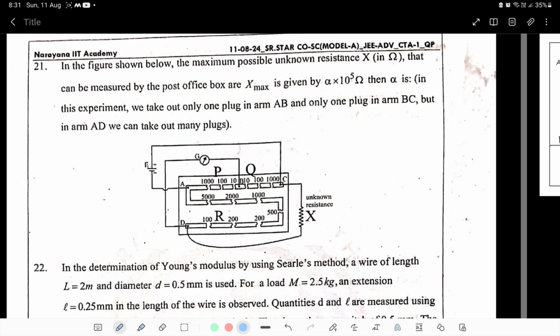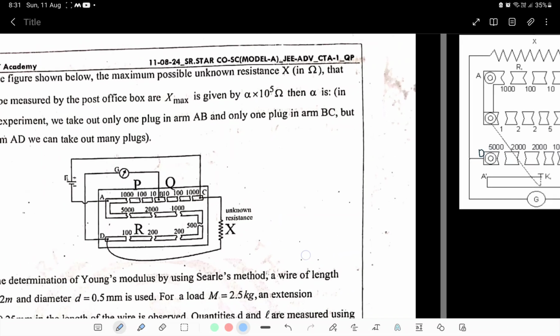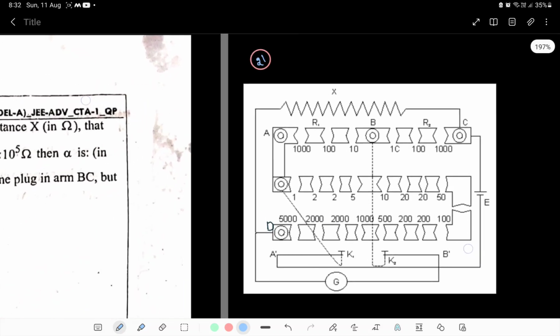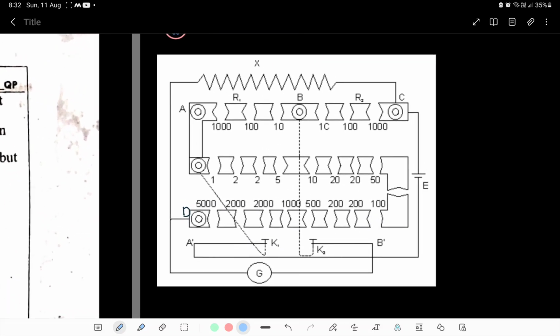To solve this problem, we need to understand the post office box concept. The post office box concept is almost like a Wheatstone bridge, but we need to understand how we convert this post office box into a Wheatstone bridge. So let me explain this post office box first. Let's say there are 4 points: a point A, a point B, a point C, and a point D. And there is one more thing, a galvanometer in between.